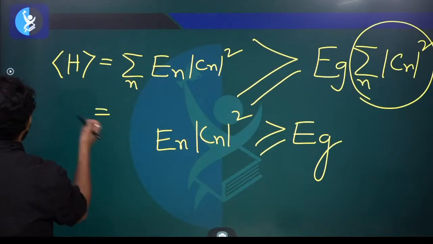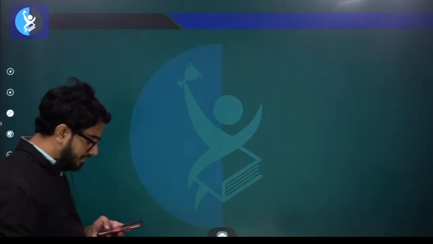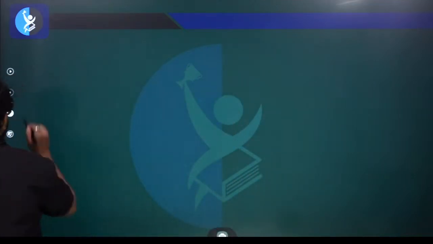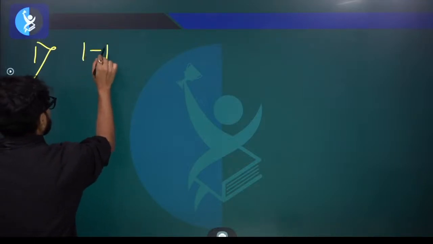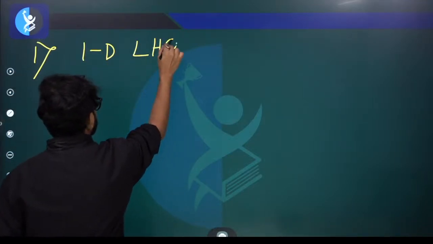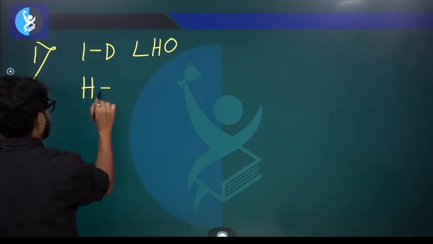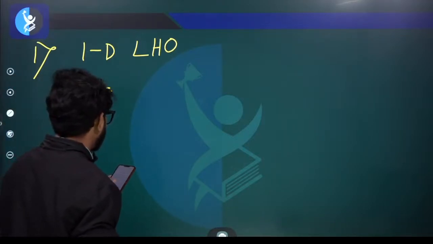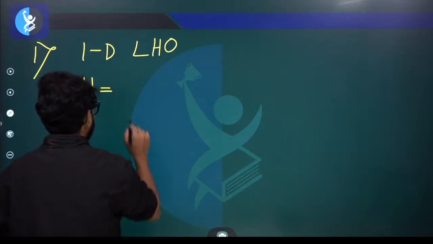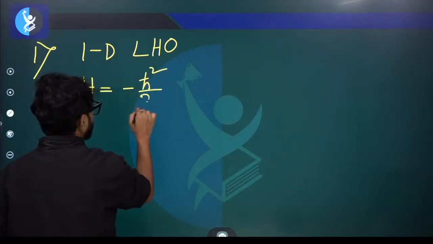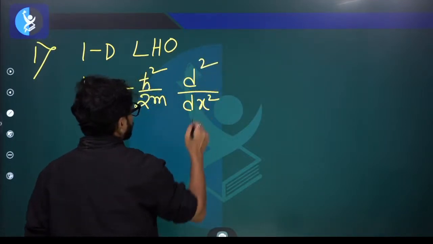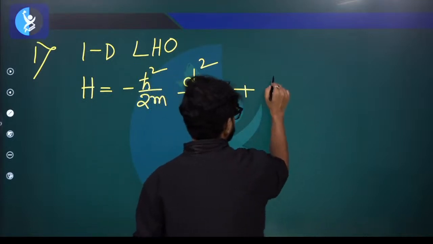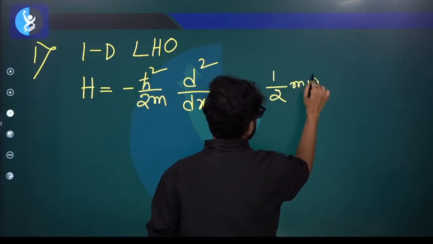The theory of this variational principle. We can solve a problem very quickly, and this problem is very important. Please write it down. Suppose I'm talking about the 1D LHO, the one dimensional linear harmonic oscillator. So what is the Hamiltonian for the system? Tell me. Come on. The Hamiltonian is negative of h cut square by twice of m, d2 dx2, plus V of x.